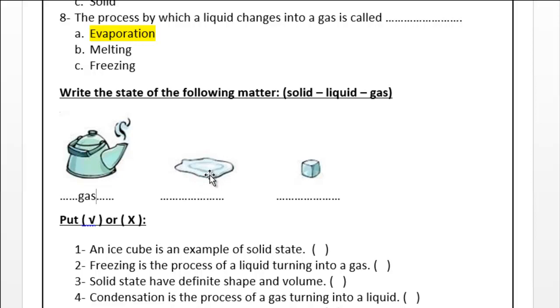And here, this is water. This will be liquid. And this one is a cube of ice. This will be solid. So this is gas, liquid and solid.